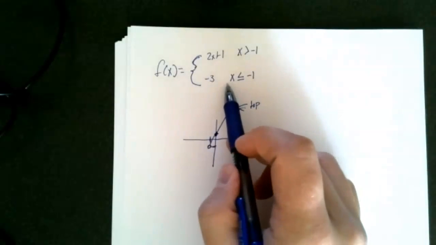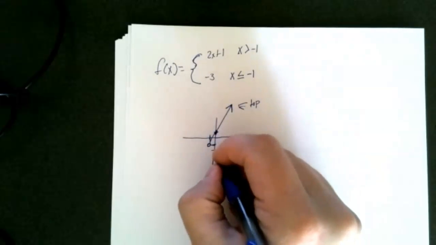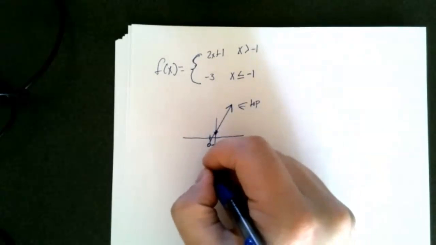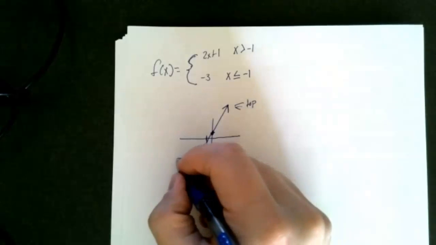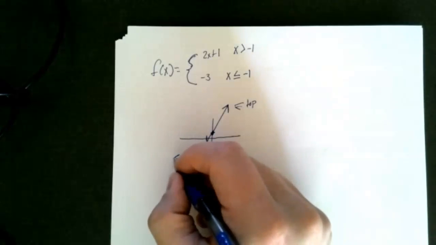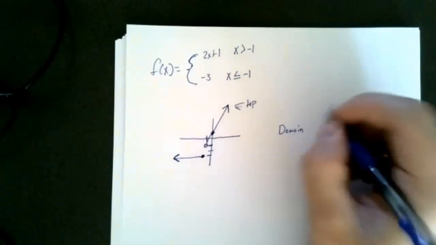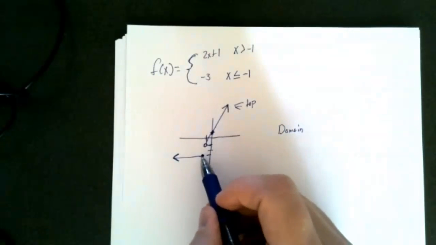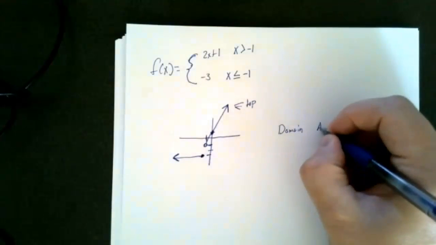For my bottom function, it says that as long as x is less than or equal to -1, my y value is -3. So since it has less than or equal to, I put my closed dot. It's a constant function, so I can draw it this way. So my domain, once again, because I have a closed dot over a closed dot under an open dot, my domain is going to be all real numbers.